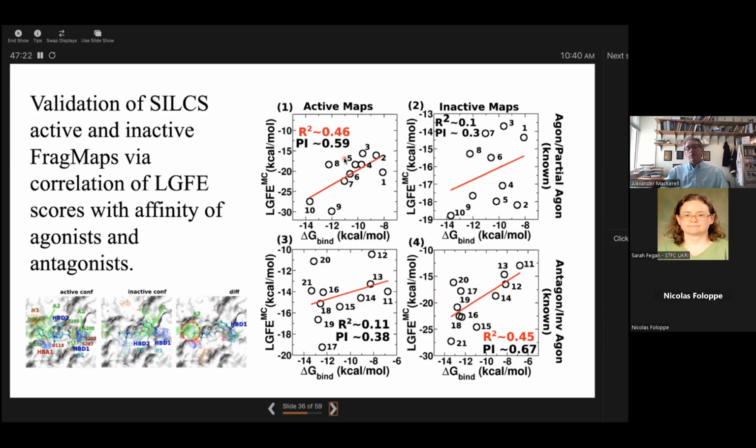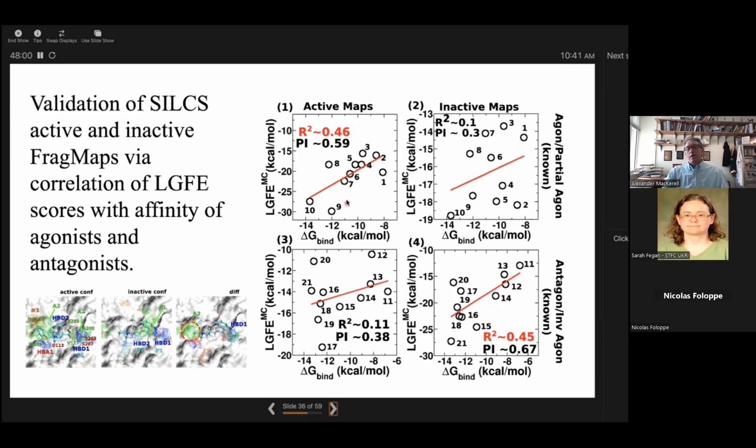And what we have here is correlation analysis using the active FragMaps and the inactive maps with a collection of agonists, partial agonists, and antagonists and inverse agonists. What you can see is we get better correlation with the agonists with the active maps versus the inactive maps. And when we go down to the antagonists and inverse agonists, we get better correlation with the inactive maps versus the active maps. So you can see that we're going from just a qualitative picture of the difference in the active state versus the inactive state to some quantitative differences.